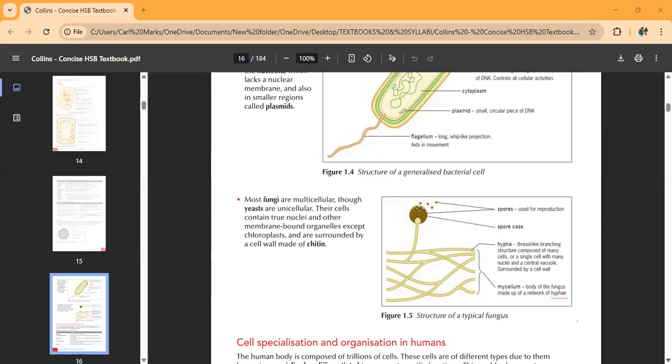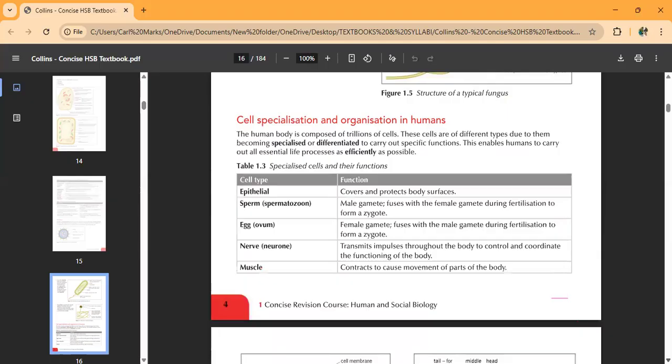Cell specialization. So when we think of cell specialization, we're thinking of cells taking on different characteristics to do a particular job. Now we've got different types of cells and they do different things. So we're going to look at a few here on our table. We have epithelial cells. These help to cover and protect the body surfaces. Our skin, the top layer, is made up of epithelial cells, right?